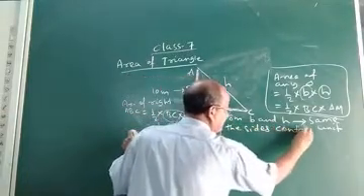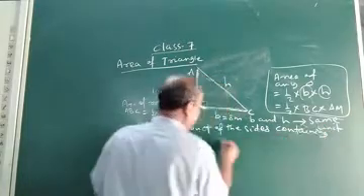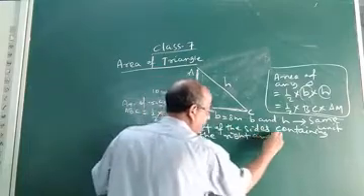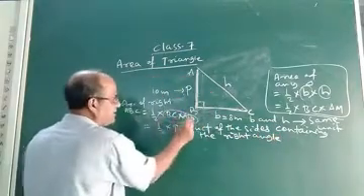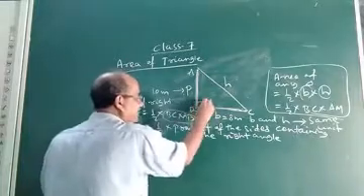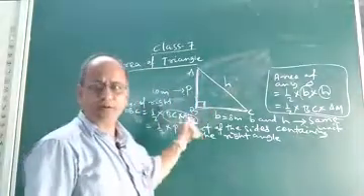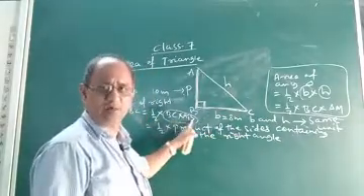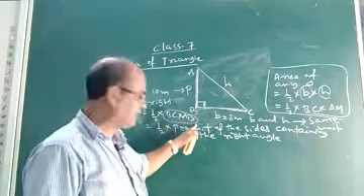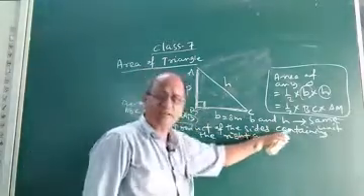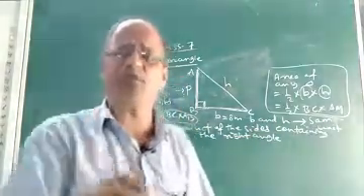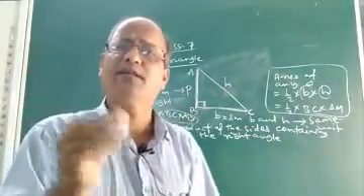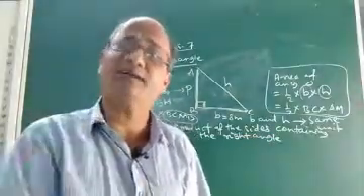In place of BC into AB, we can write half into product of the sides containing the right angle. Because these two sides BC and AB contain the right angle, that is B. So in place of half into BC into AB, that is base into height, we can write half into product of the sides containing the right angle. Thus, we came to know that in a right triangle, the area is equal to half the product of the sides containing the right angle.